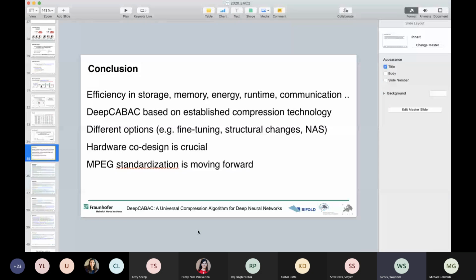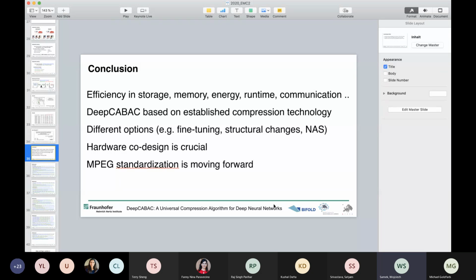There are also many other options, like, as I said, fine-tuning, neural architecture search. So there are a lot of things you can do in your network compression in addition or instead of applying techniques like DeepCABAC. Also, hardware-software co-design is critical. We started recently working on this, have a paper on this, but this is something which we are still learning more about, how to adapt the compression techniques so that they can also be efficiently implemented in hardware.